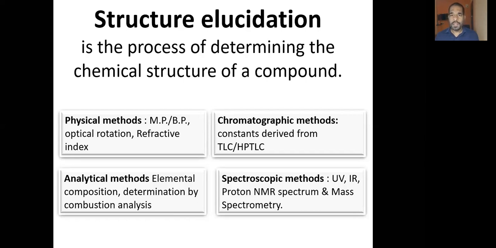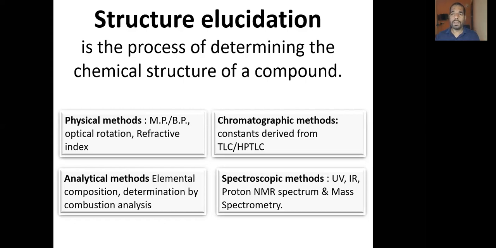Then analytical methods, like elemental composition determination and combustion analysis. Analytical methods are also helpful in the determination. Today we will discuss one method, the determination of the elemental composition. It is normally done by atomic absorption spectroscopy. This part is there in your analysis syllabus, but this elemental composition we will study today. How combustion analysis will be helpful in determination of chemical structure, we are going to discuss in forthcoming lectures.